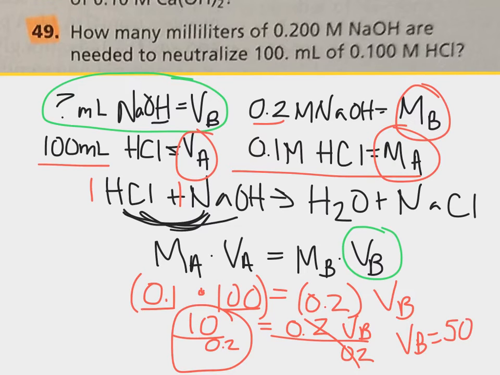Now the question is 50 what? 50 liters, 50 milliliters? So I'm just going to double back and check really quick. What was my initial volume in? It was in milliliters. So therefore, my answer is going to be in milliliters as well. All right, so as simple as that. Your volume is 50 milliliters. That's how much it will take of the base to neutralize the original 100 milliliters of hydrochloric acid.